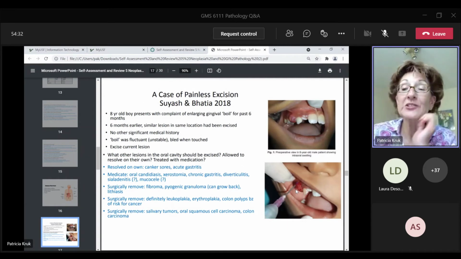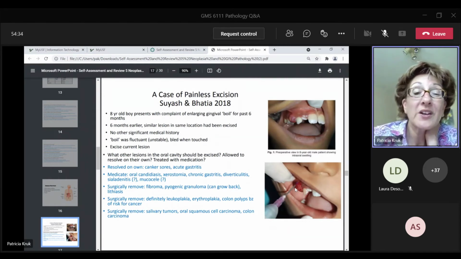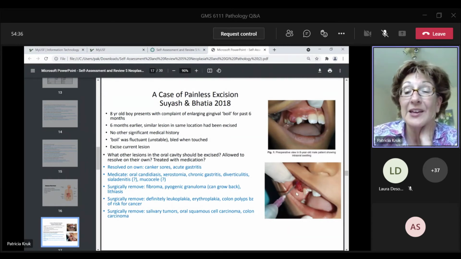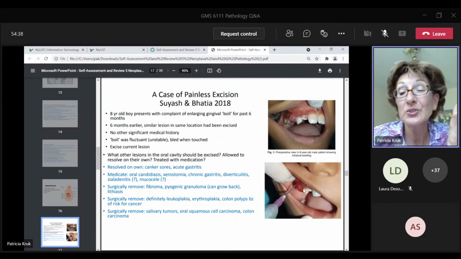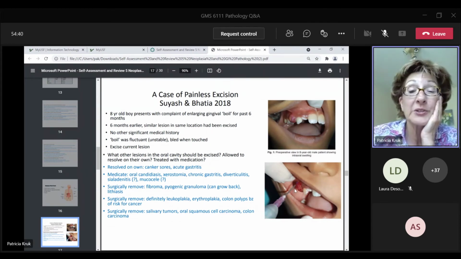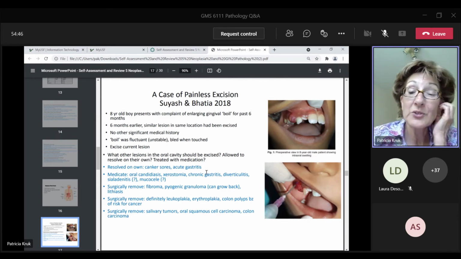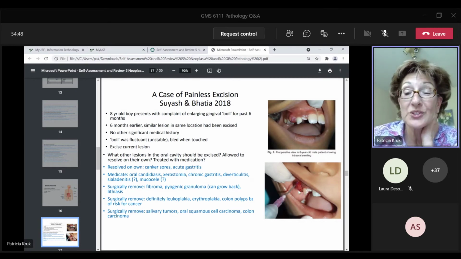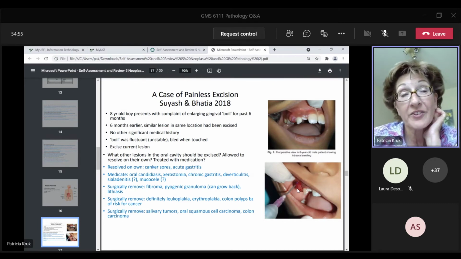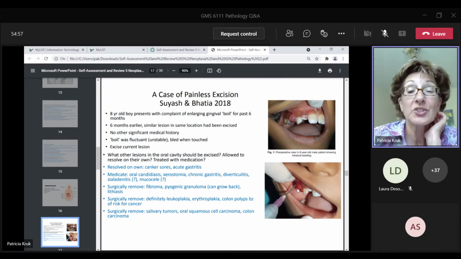So when we see a lot of these lesions, what kinds of things in the oral cavity can we excise, based on what we should do? Some things we can leave alone, and some can be treated with medication. So what kinds of things can be resolved on their own? Sometimes those standard canker sores that you get in your mouth, those little white lesions, resolve on their own, usually within a few days. Acute gastritis, in the GI system, can often also resolve on its own.